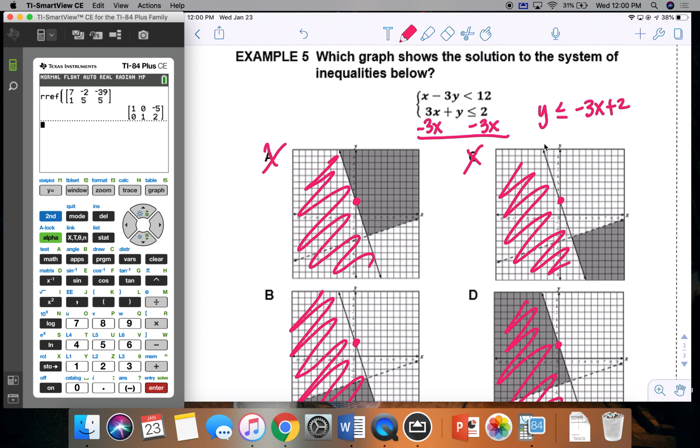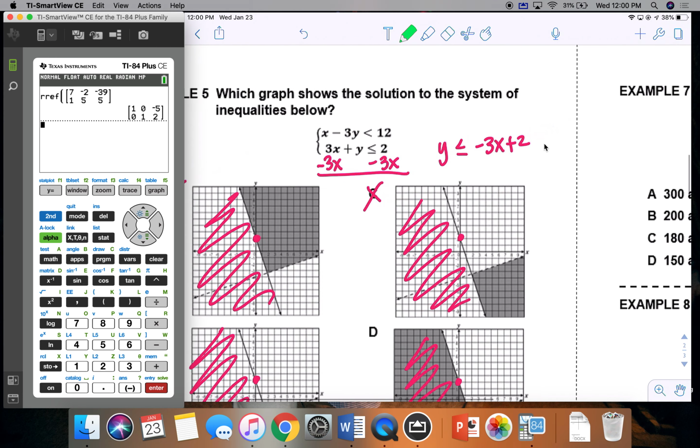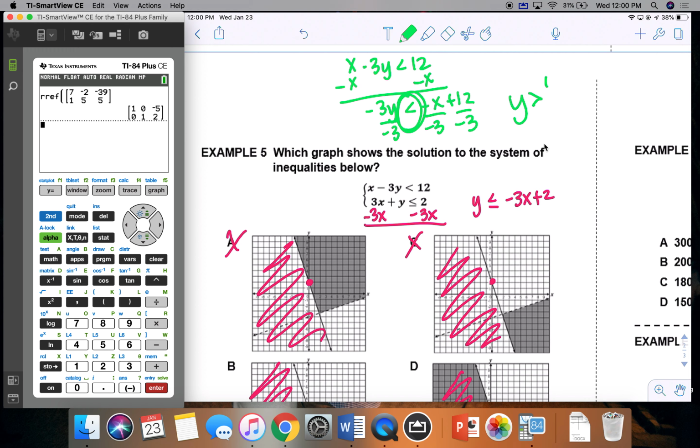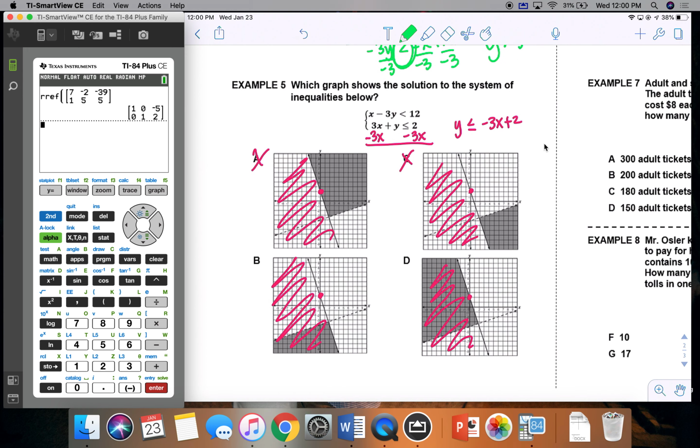So now I have to solve this one. So I'm going to go up above. x minus 3y is less than 12. I'm going to move x, so negative 3y is less than negative x plus 12. Divide by negative 3. Remember, when you divide by a negative, your sign flips. So I'm looking at B and D.